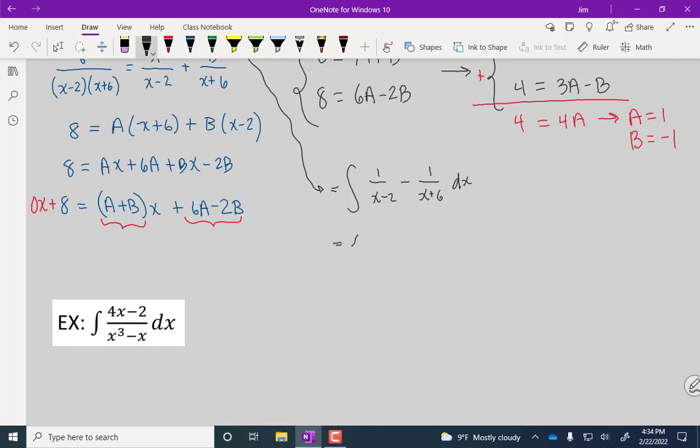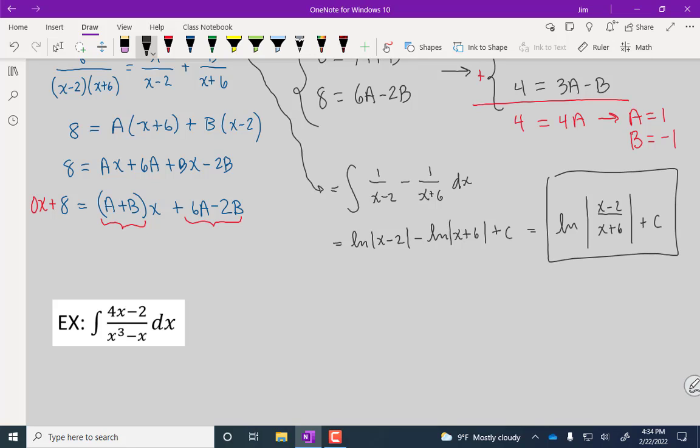We have the natural log of the absolute value of x minus 2, minus the natural log of x plus 6. And if we wanted to, we would combine these into the natural log of the absolute value of x minus 2 over x plus 6. And so that is PFD.